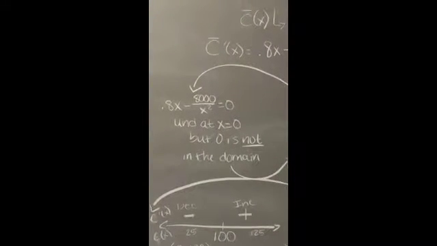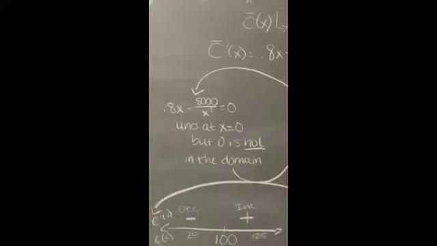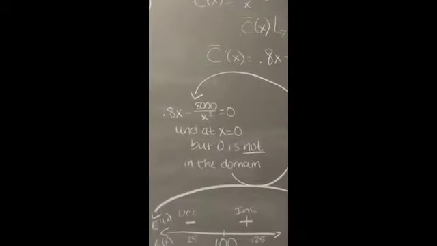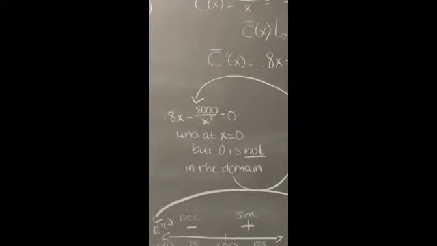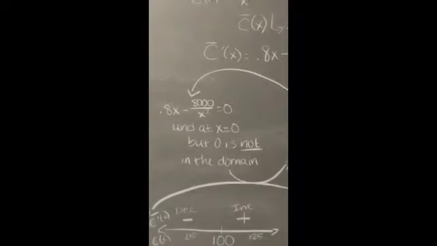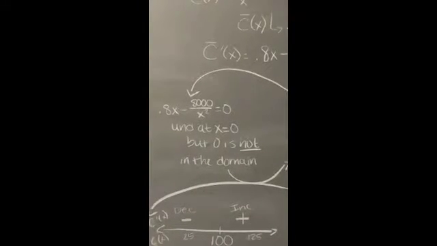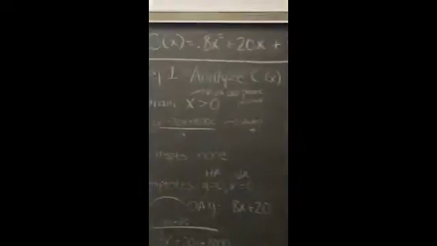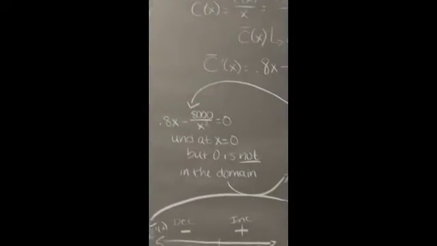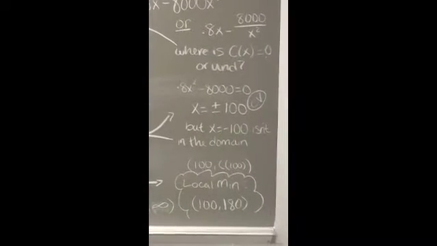So all you have to do is set that equation equal to 0, and we will find that that equation is undefined at x equals 0, but 0 is not in the domain. Our domain is x is greater than 0. So therefore it is undefined at 0. So let's follow the next arrow.